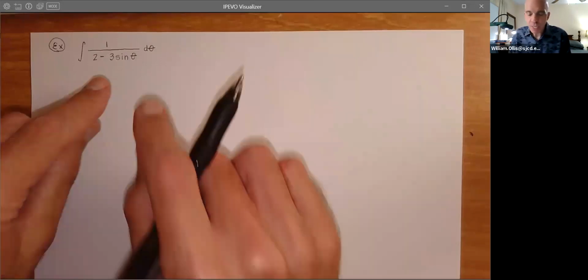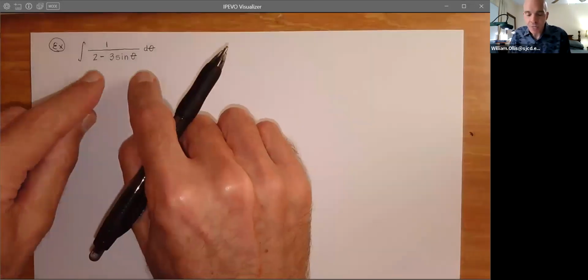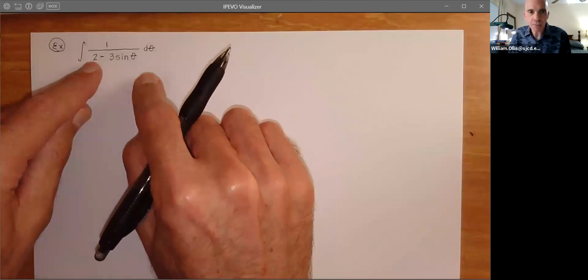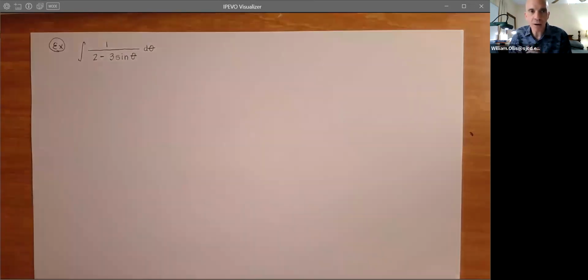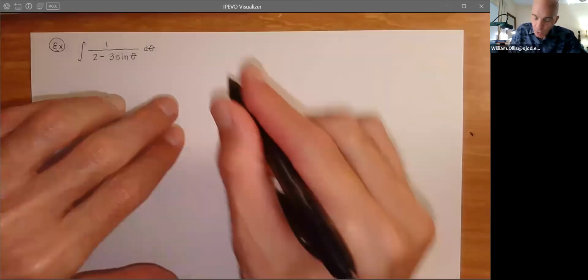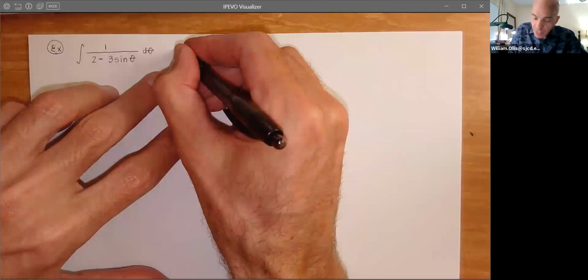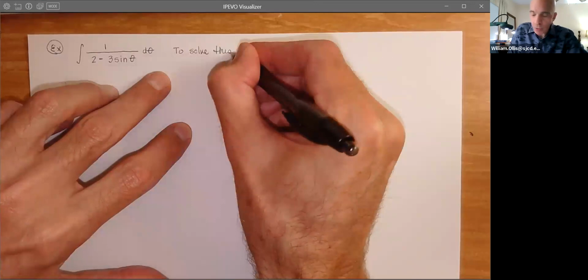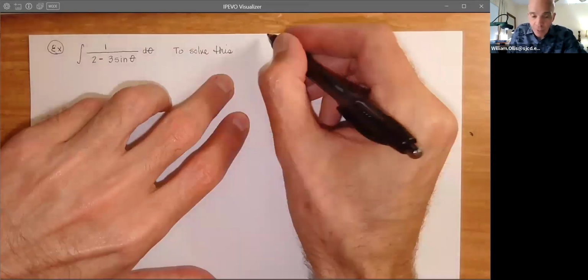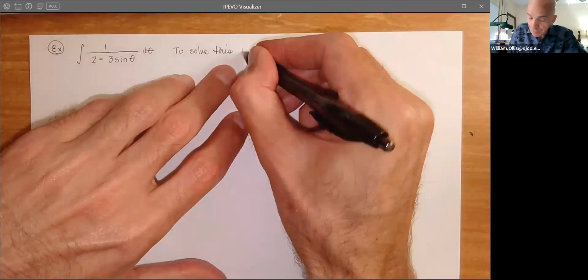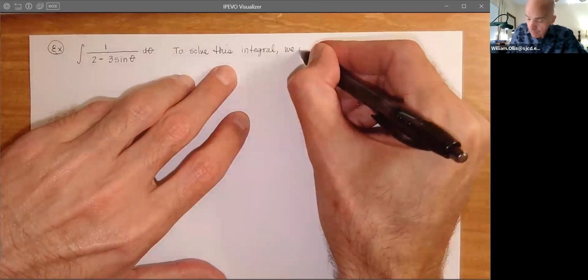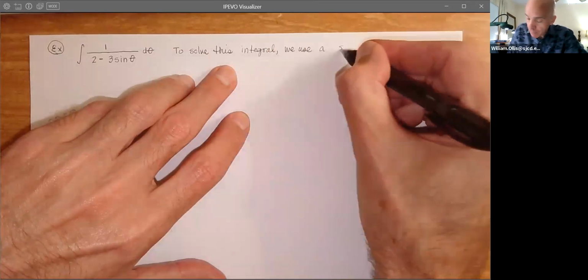But this particular example, ladies and gentlemen, doesn't fit the integral table. You've got this 3 here and this 2 here, and so conjugate methods would just not help you out at all. So what we use is the Weierstrass substitution. To solve this integral, I learned about this as an undergraduate at Carolina. This is a very famous problem. To solve this integral, we use a substitution by Weierstrass.